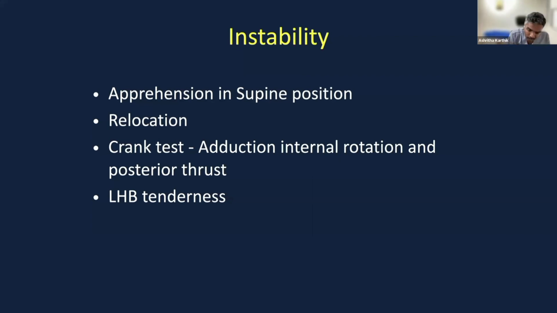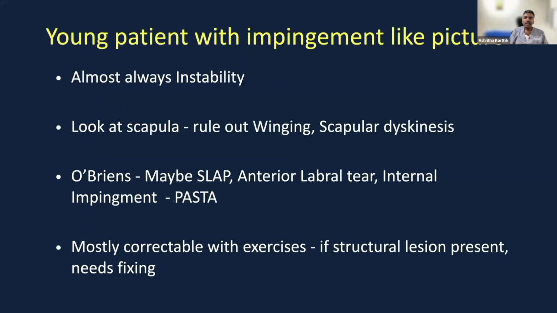Okay. So a young patient with an impingement-like picture, it's almost always instability. So look at the scapula, rule out winging, scapular dyskinesis, do O'Brien's. It might be SLAP, anterior labral tear, internal impingement. Mostly correctable with exercises. But if there is a structural lesion, if it is not responding to exercises, then you get an MRI, and if you see a tear, then unless you fix it, it's not going to improve. You have to fix it.